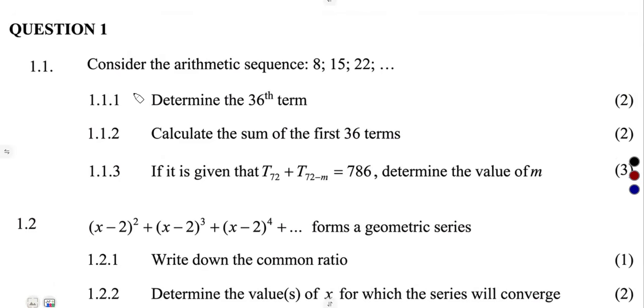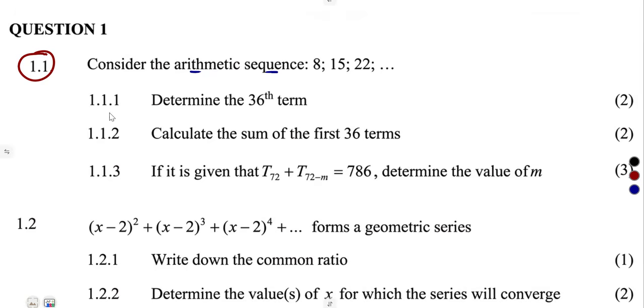So like what we can see here, this was question number one. We do not have that part. This is Mpumalanga province, so we're not going to waste our time. Question 1.1. Consider the arithmetic sequence. They told us it is an arithmetic sequence. You're already given that, so you're not going to test anything you're already given.